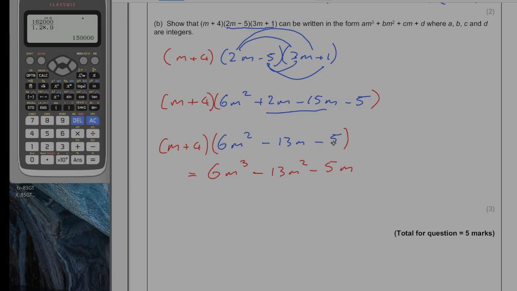Now if I times each of these terms by 4 and line them up, that would give me 24m squared minus 52m minus 20. And now if I add those, they're set up nicely to add. Right, so I'm going to get 6m cubed. If I add those together, I'd get plus 11m squared minus 57m minus 20. There we go.